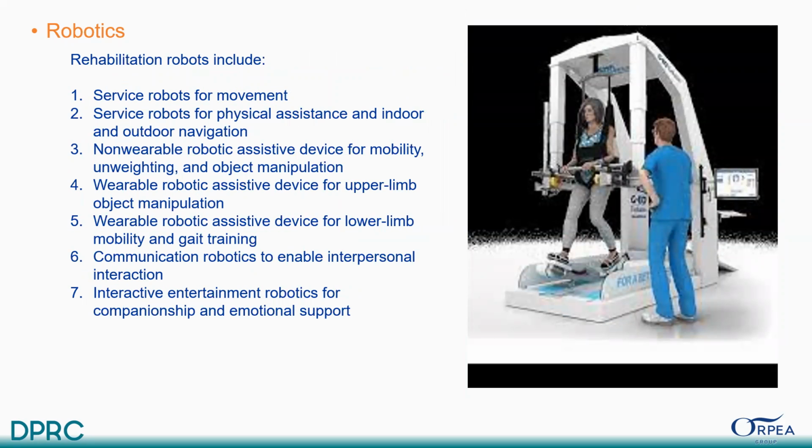Rehabilitation robotics includes service robots for movements, service robots for physical assistance and indoor and outdoor navigation, non-wearable robotic assistive devices for mobility, unweighing, and object manipulation, wearable robotic assistive devices for upper limb object manipulation, wearable robotic assistive devices for lower limb mobility and gait training, communication robotics to enable interpersonal interactions, and interactive entertainment robotics for companionship and emotional support.